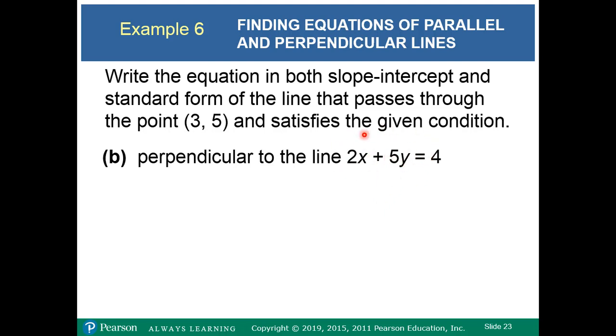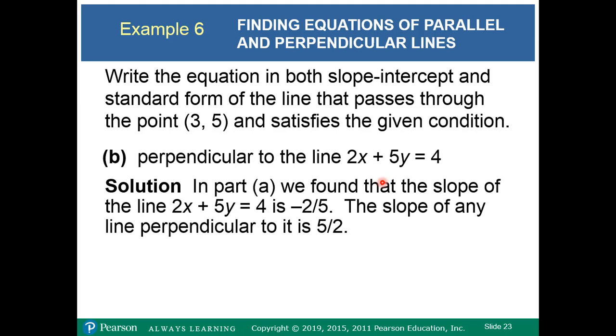Well, we found out that the slope of this line is what? Negative 2/5. So that means that the perpendicular line that goes through this point must have a slope of what? The negative reciprocal, which means we're going to flip the slope of this line and then change the sign. So the slope is negative 2/5, so we flip this and change the sign. So it's going to be 5/2. And so that's the slope of the line we're interested in that goes through this point.